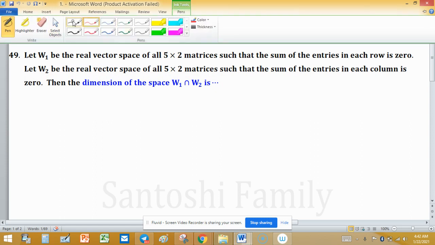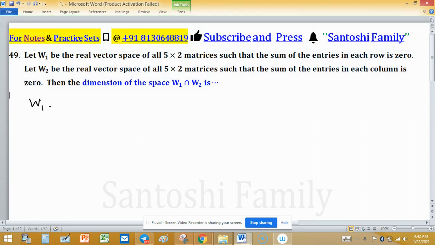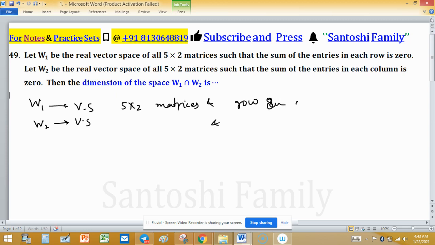It means we have to find the dimension of the intersection. W1 is a vector space of 5 by 2 matrices, and W2 is also a vector space of 5 by 2 matrices. W1 has the property that the row sum is 0, and W2 has the property that the column sum is 0. Now we have to find the dimension of the intersection of W1 and W2.